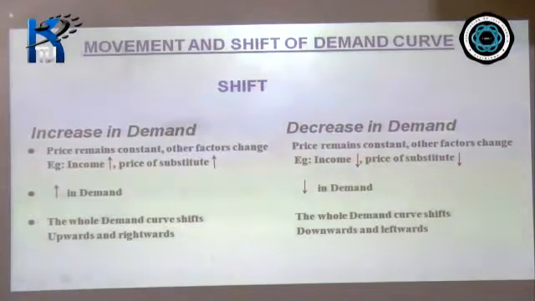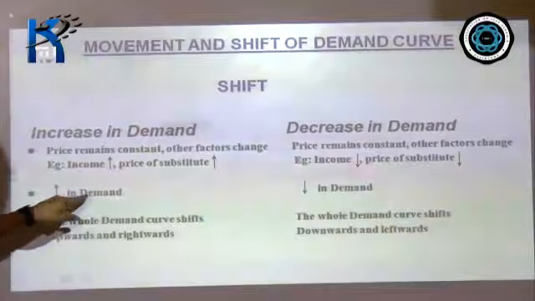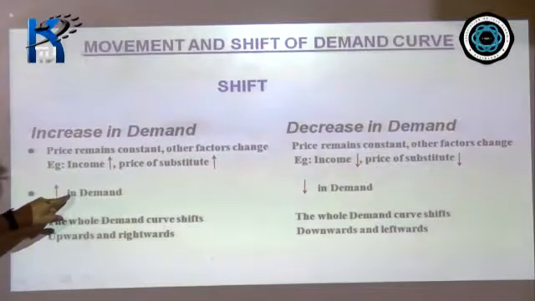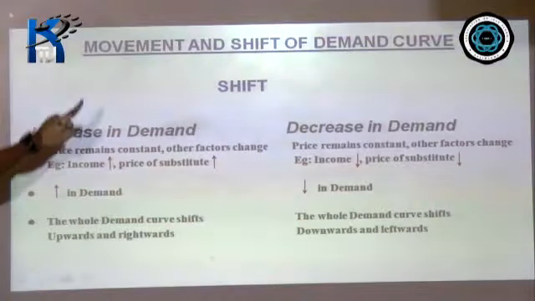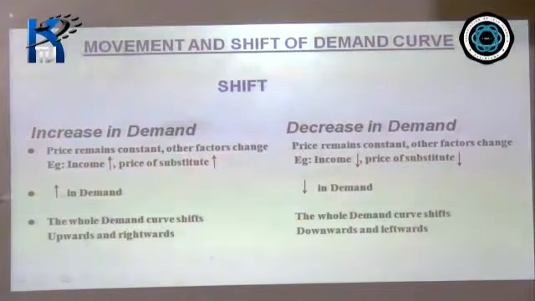So what has changed? Other factors change. This time, all the other factors may change. For example, price of the good is the same, but your income has increased. If your income increases, what happens to your demand? There's an increase in demand. Note, it should be increase in demand, not increase in quantity demanded. Increase in quantity demanded should be written only in the movement.